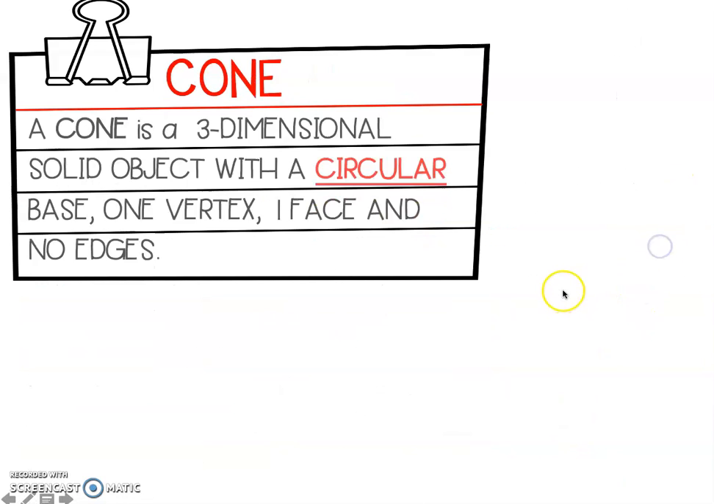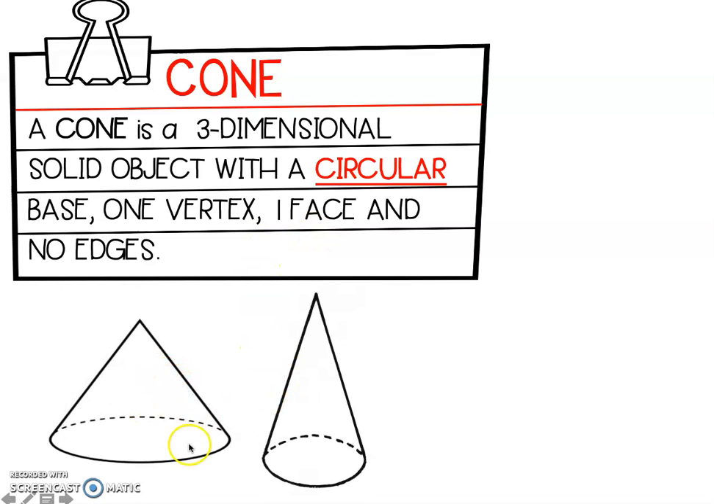Okay. A cone is a solid object. It has a circular base and 1 face that meet at a point. So one circular base, 1 face that meets at a point. That makes it a cone. It looks like an ice cream cone or a road cone.